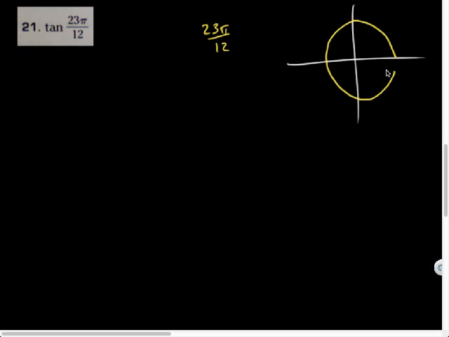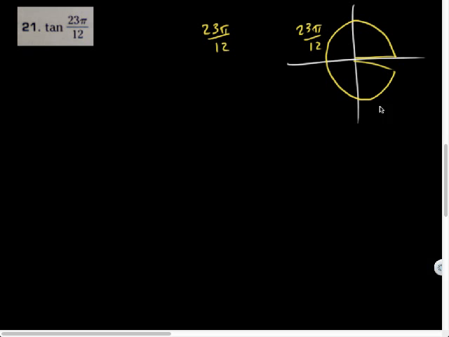Let's see, maybe for this one actually I might not do the whole thing. But so, 23 pi over 12. Let me actually do this in as many radians as I can. That is right here, Pac-Man again. So that's 23 pi over 12, because 12 pi over 12 would have been a half circle, right? 24 pi over 12 would have been a full circle.